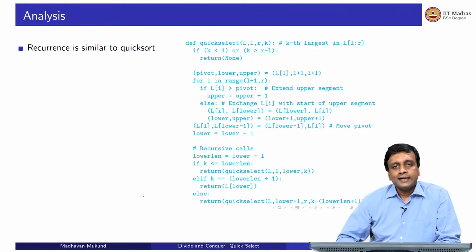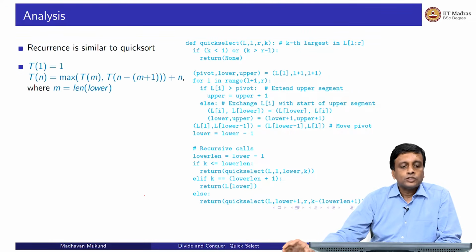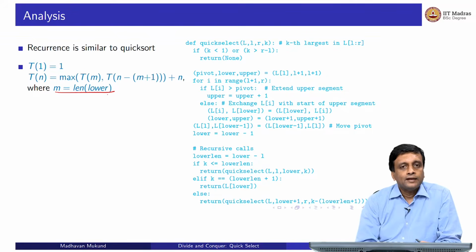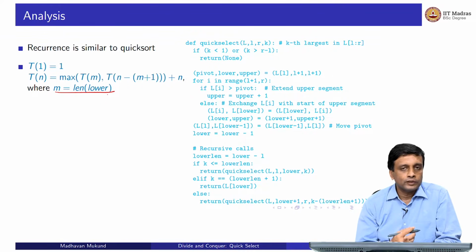So if you want to analyze this, then the recurrence is very similar to quicksort. The only difference is we are not going to look at both halves. Let m be the length of the lower part. We are either going to look at the lower part or the upper part, and in the worst case we have to go with the larger one.